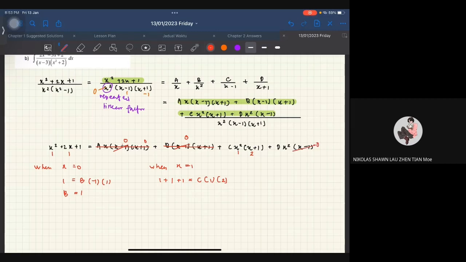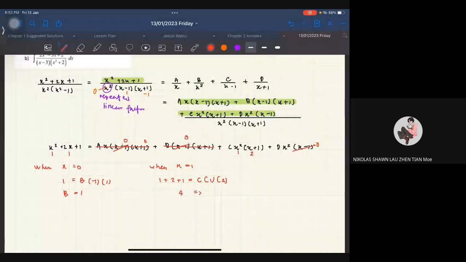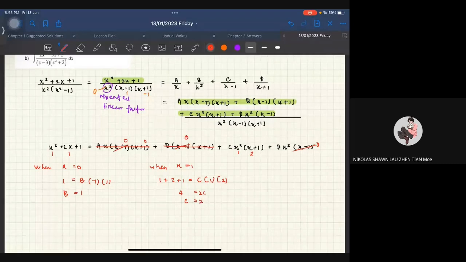So from here, this is for C, right? Oh, I missed something. Sorry, this should be 2. Okay, so settle this one. I get 4 is equals to 2C. So C is equals to 2. Okay, so that settles x equals to 1.